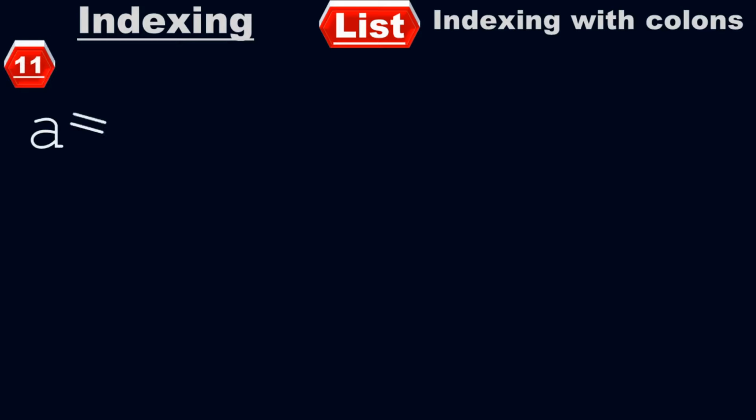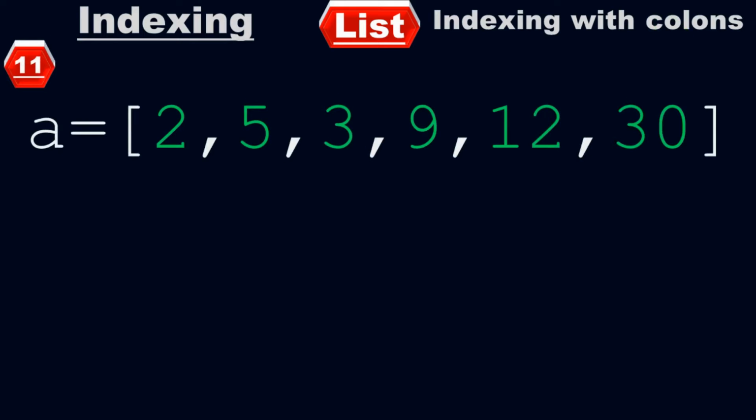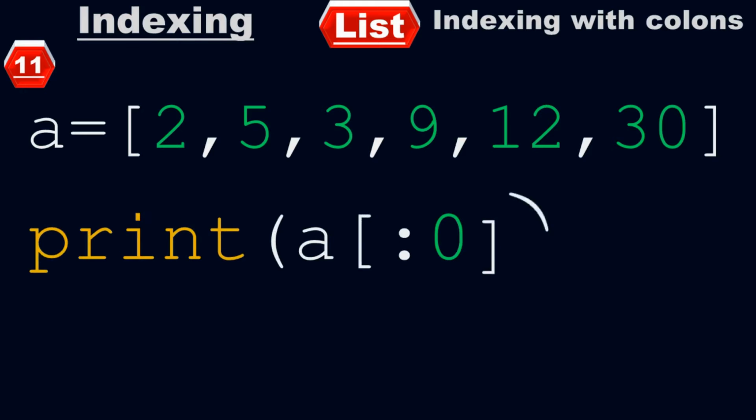Example number 11. A equals 2, 5, 3, 9, 12, 30. This time I have print of A of colon 0, which returns an empty list. Look at here. If you skip the 0 on the left side, by default the program will run from the 0 indexing value, even if you don't have any value on the left of the colon. So it's pretty clear that we are going to start from the 0 here.